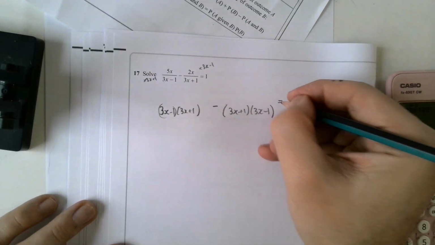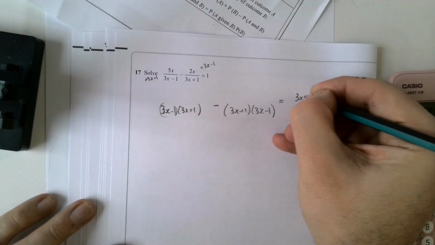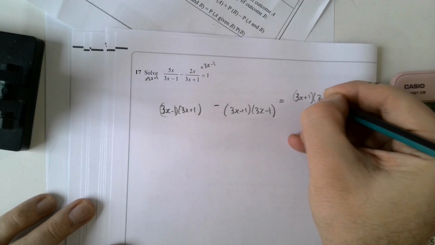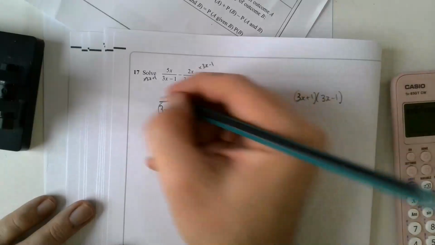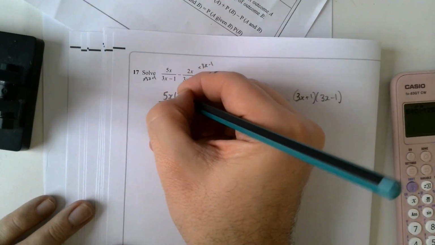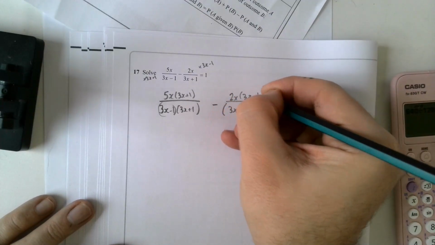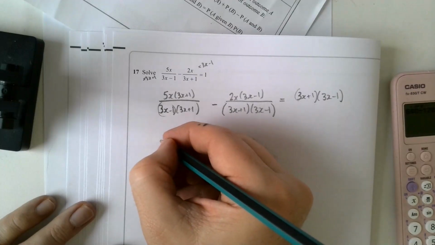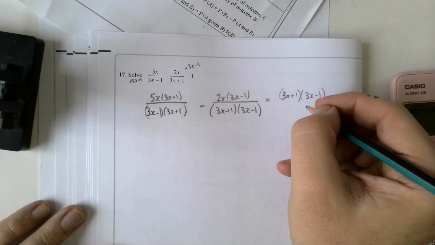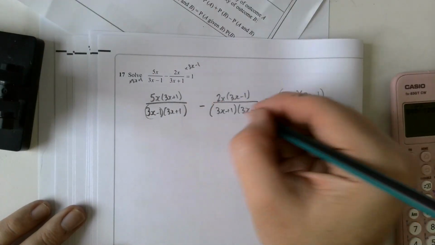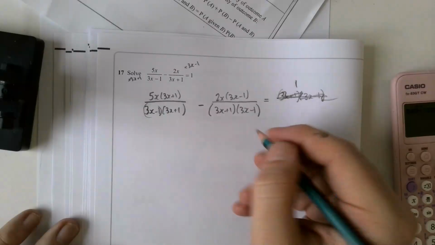And because I've multiplied them both by that, I'm going to multiply this side by 3x plus 1 times 3x minus 1. So I've got 5x lots of 3x plus 1, and I've got 2x lots of 3x minus 1. That just gives me 1 at the moment, but it won't be in a minute.